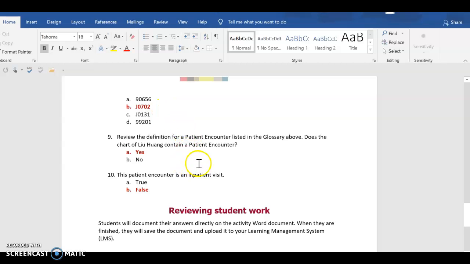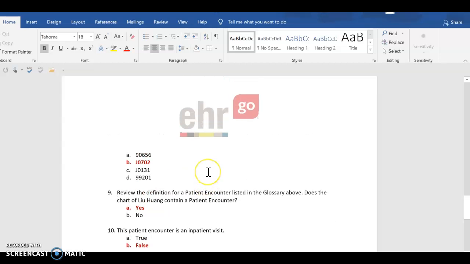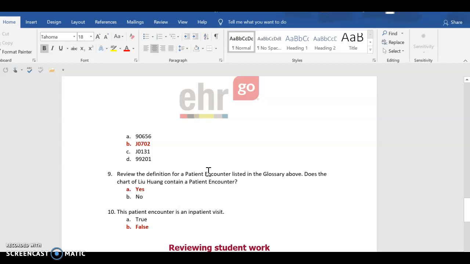And then review the definition for patient encounter listed in the glossary. Does the chart of Lu Hung contain a patient encounter? Yes. This patient encounter is an inpatient visit? No. This is false. Okay, this is outpatient. Any questions on this one? Let me know.